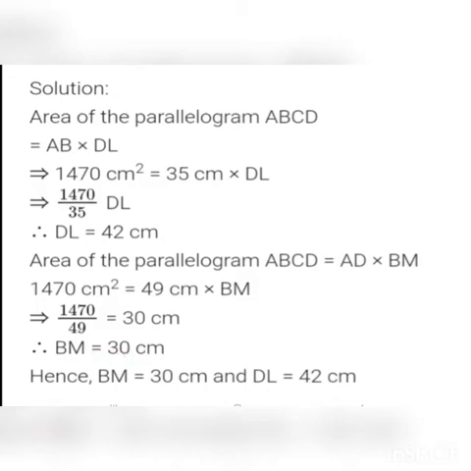Why are we not writing centimeter square here? Because it's the length of one side, so we are not expressing it in square units. So in this way you have to apply the concept for finding the unknown using the area of parallelogram.